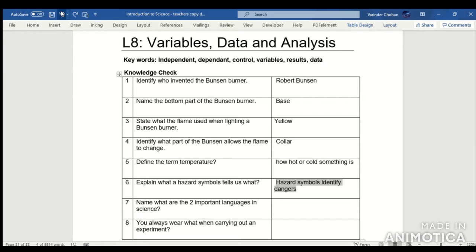Question 6. Hazard symbols identify dangers. Question 7. The two languages in science are Latin and Greek. Question 8. We always wear goggles when doing practicals.